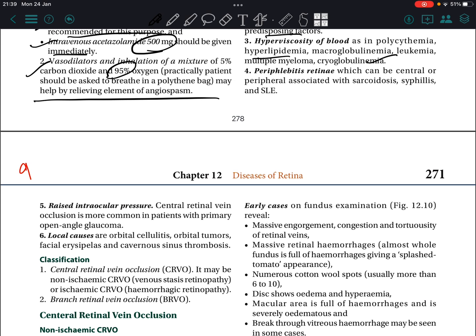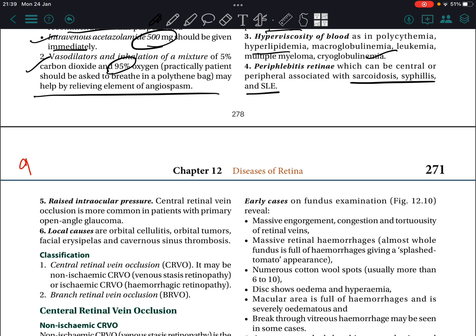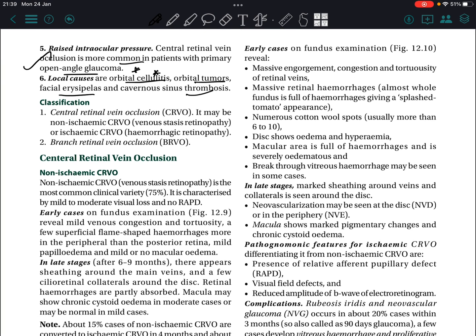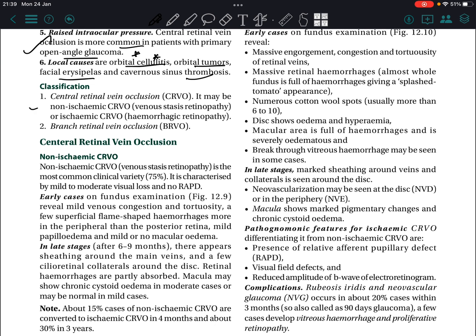Periphlebitis of the retina, which can be central or peripheral, in sarcoidosis, syphilis, SLE, etc. Raised intraocular pressure: central retinal vein occlusion is more common in patients with primary open angle glaucoma. Local causes are orbital cellulitis, orbital tumors, facial erysipelas, cavernous sinus thrombosis, etc. Classification: central retinal vein occlusion may be non-ischemic CRVO, venous stasis retinopathy, or ischemic CRVO, hemorrhagic retinopathy. Then branch retinal vein occlusion, BRVO.